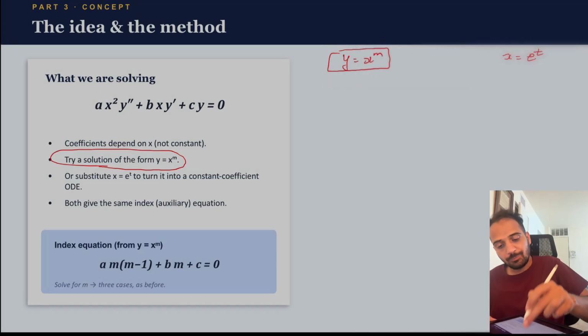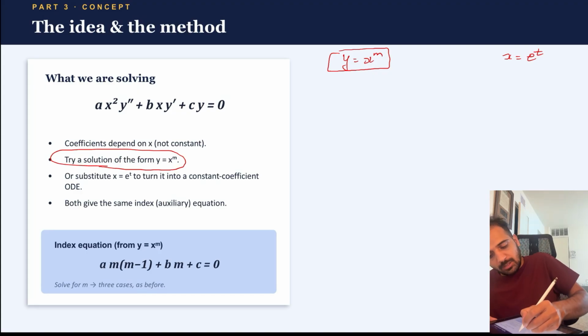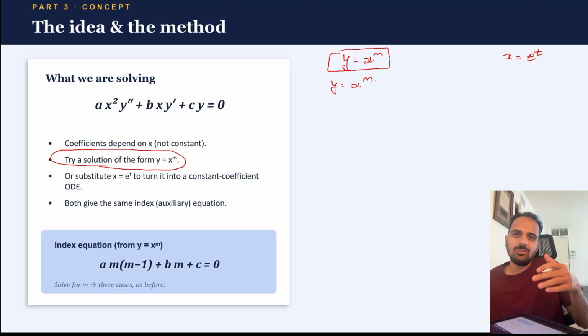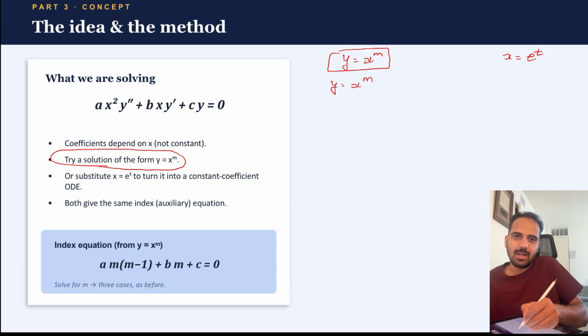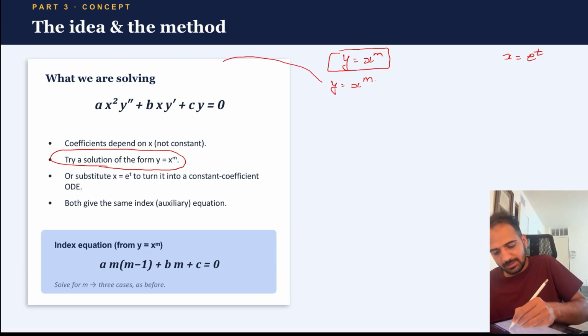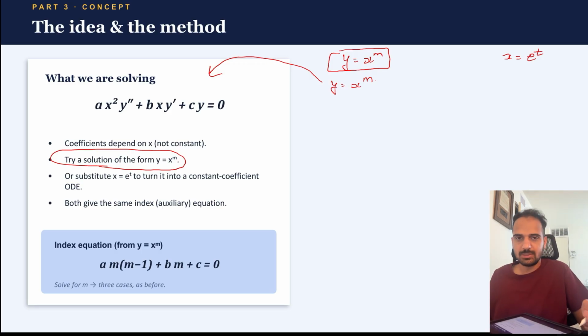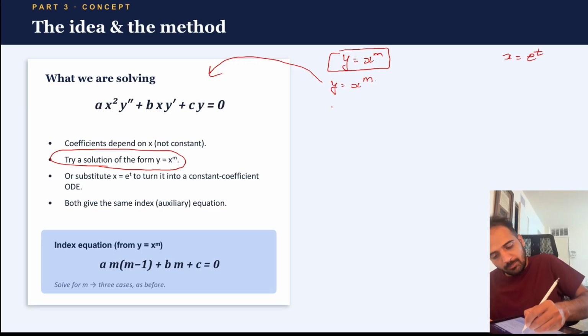If we assume the solution to be y equals x power m, then y and its derivatives should satisfy this differential equation. So we'll have y prime equal to m x power m minus 1, and our y double prime will be m times m minus 1 times x power m minus 2.